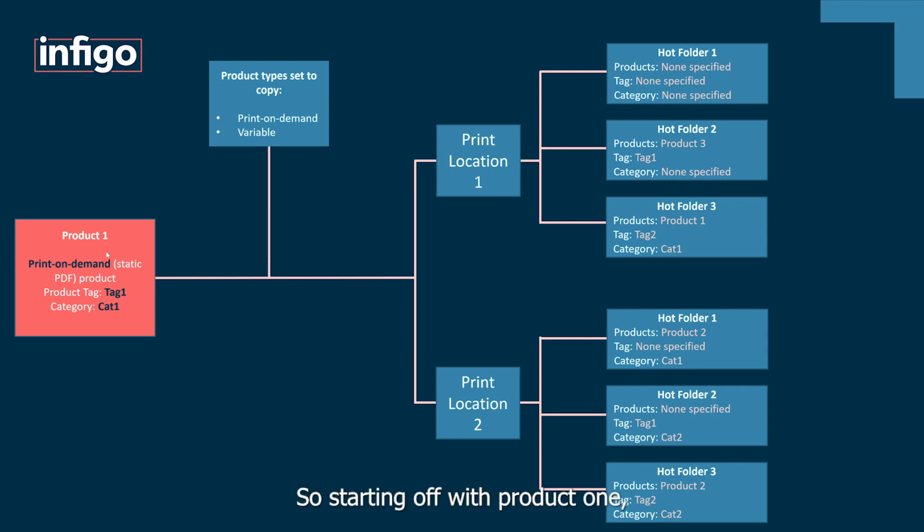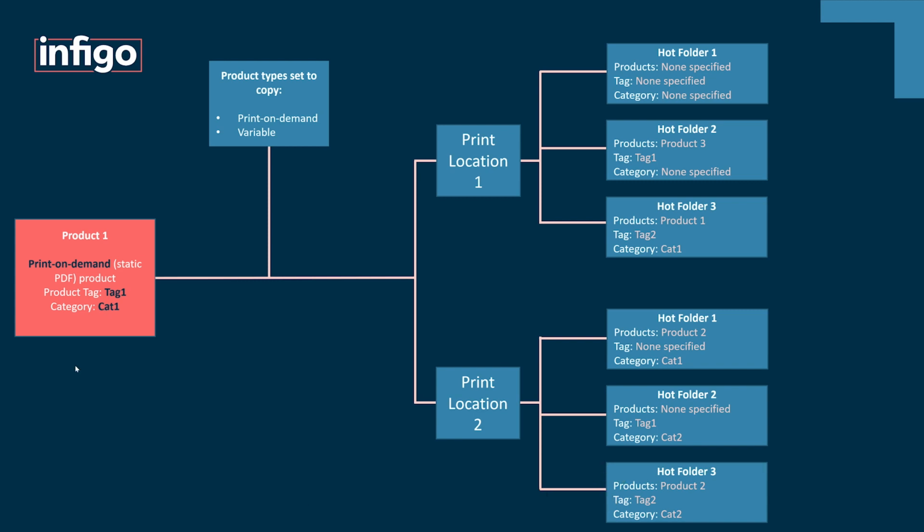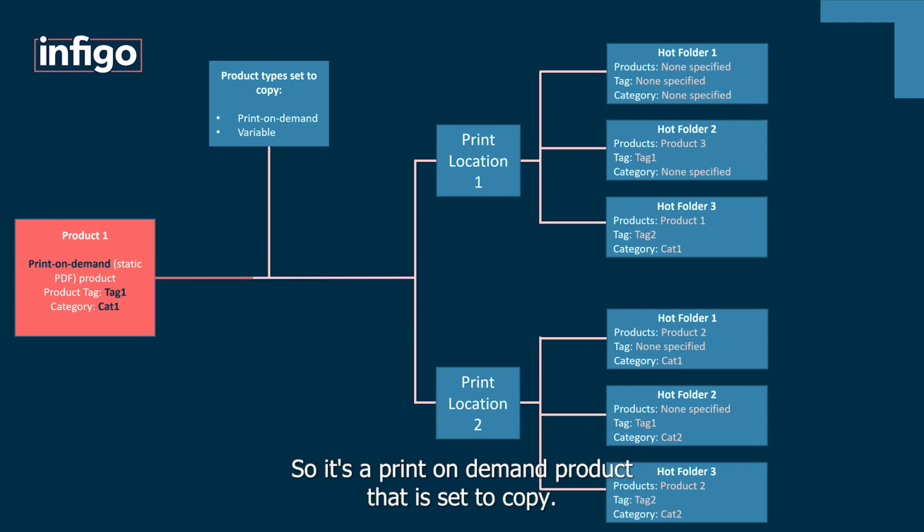Starting off with product 1, this is a print on demand or static PDF product, with a product tag, tag number 1, and it's assigned to a category, category number 1. The first step is to see if that product type is actually copied. It's a print on demand product that is set to copy, so we pass that gate.